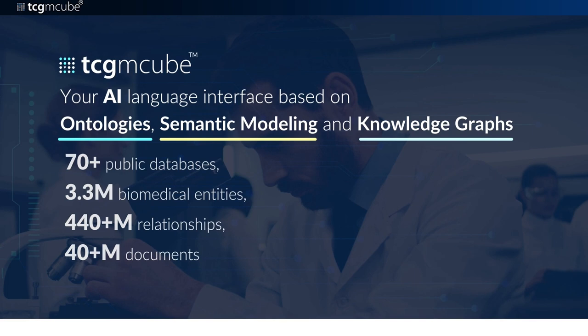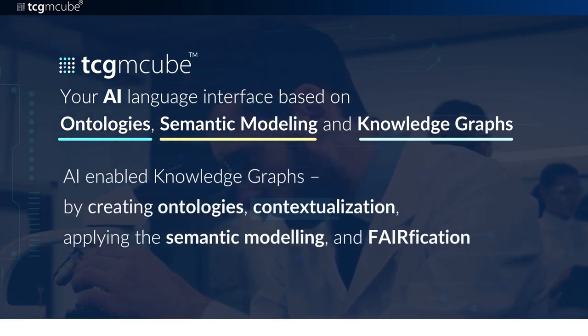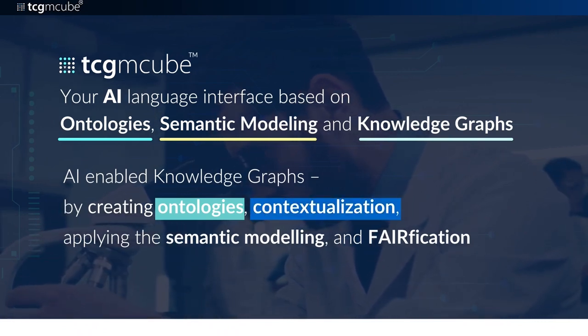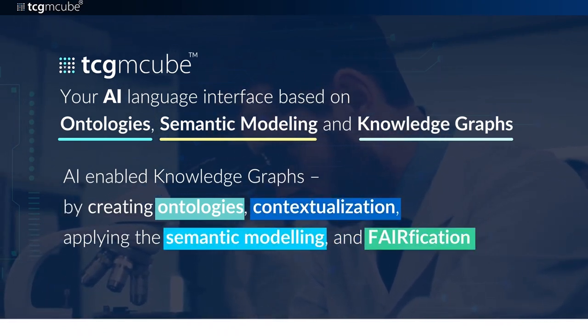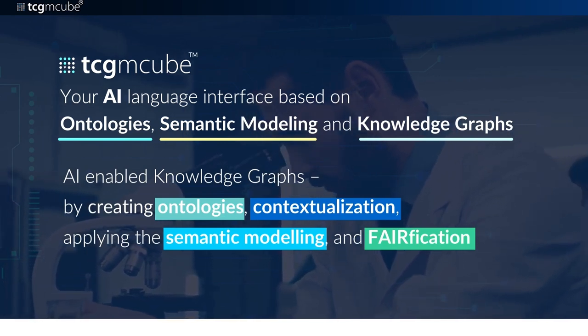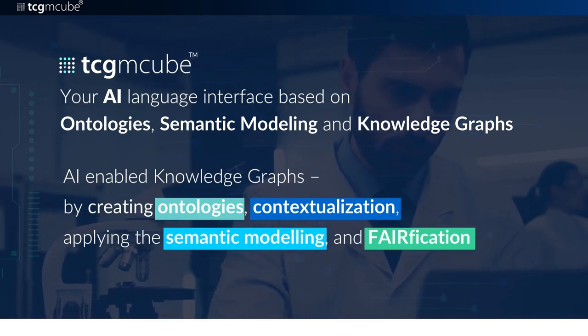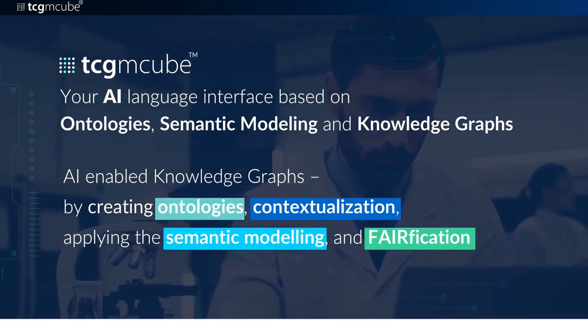Not only that, but global knowledge graphs have also been created using AI by creating the ontologies, contextualization, applying the semantic modeling, and FAIRification. And that's why when tcgmcube's local LLM was used, it applied the knowledge graph and the semantic search and returned all the necessary information as the query result versus ChatGPT.